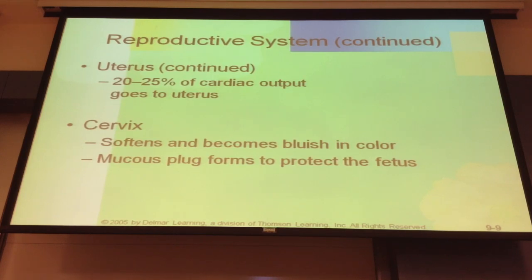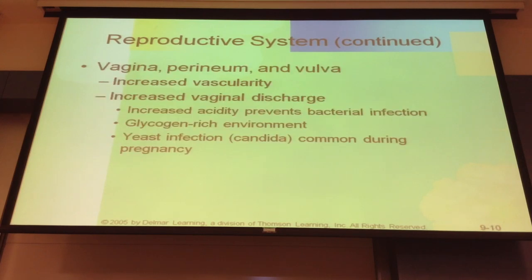Okay? Now her cervix, as we mentioned, changes because of all the extra blood going to it. So it has that bluish color, and it becomes softer when it's palpated, and it forms a mucus plug. The whole area down there becomes increased in vascularity, so the whole area will take on a more bluish color.